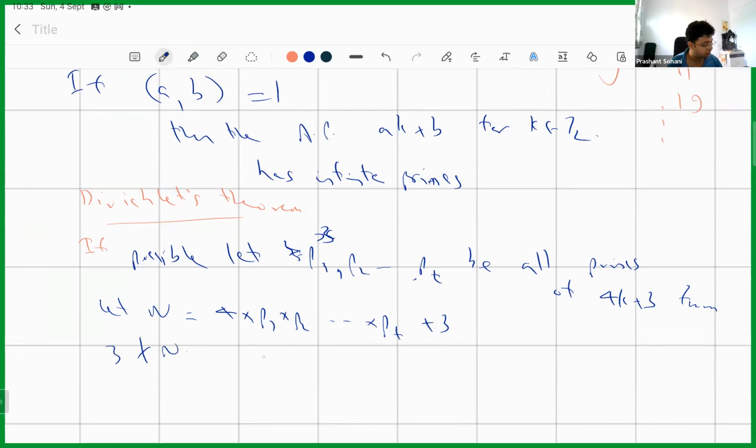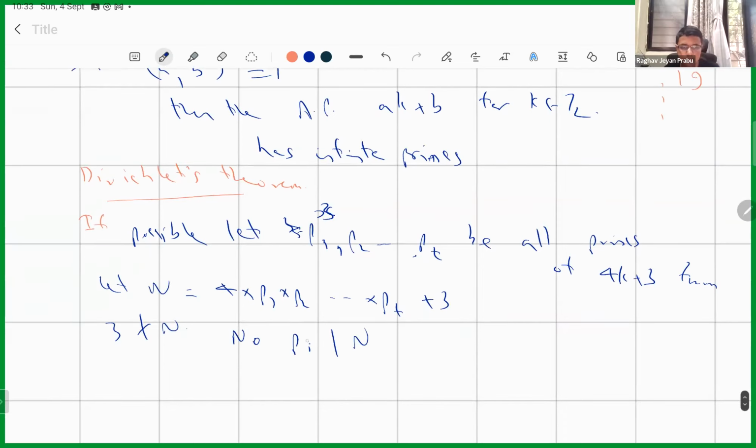But this list only has primes of the type 4k plus 3. So there could be some factor of the type 4k plus 1. What is your claim, that no prime divides n? No prime pi would divide this number. That is true. So no pi divides n. Then would this number be prime? No, it can be composite. Your argument is not complete there. Why is this number prime? It could have factors of the type 4k plus 1.